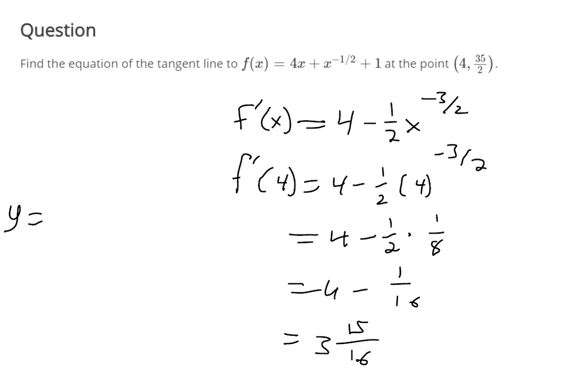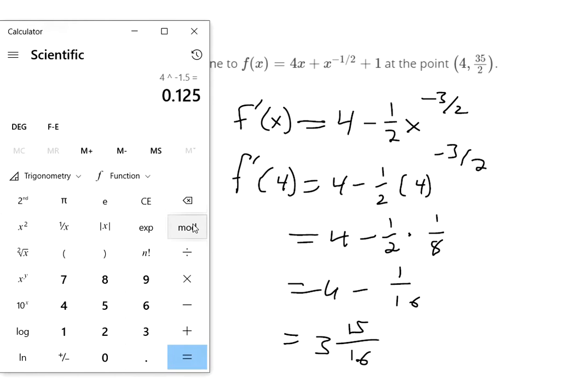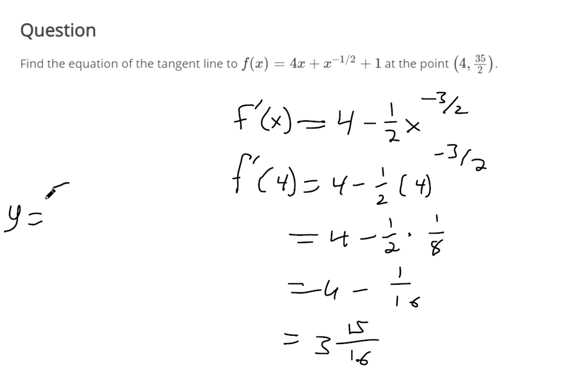They usually like it as an improper fraction, though, so let's change that. 16 times 3 plus 15, that makes 63 over 16 plus some b. To finish out the equation of the tangent line, we need to know what the y-intercept is. So I'm going to plug this in for y, the original y coordinate they gave us to correspond with that x coordinate.